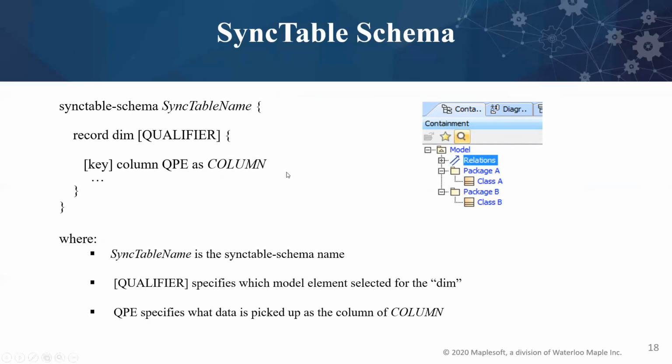So this is the general syntax or structure of how the sync table schema is going to look. And it's going to be with dimension. What a dimension means here is a way of how we are going to propagate into the model. On the right, you can see the structure of the model that we want to work with. The model is going to be on one dimension. The package A is going to be in another dimension. Classes are in the third level dimension. So that's what a dimension is. A dimension is like propagating into the model.